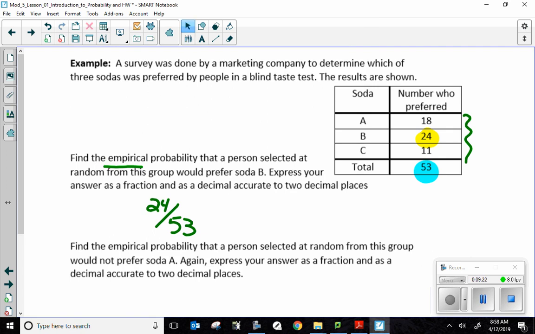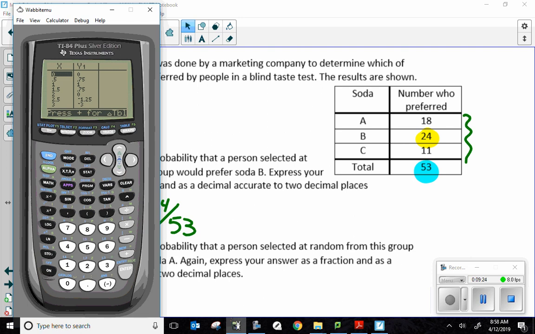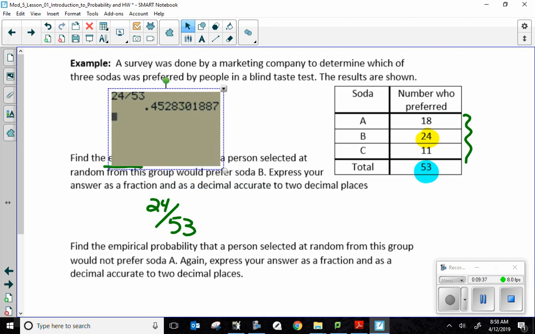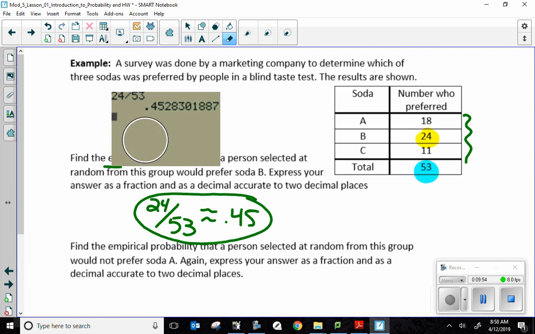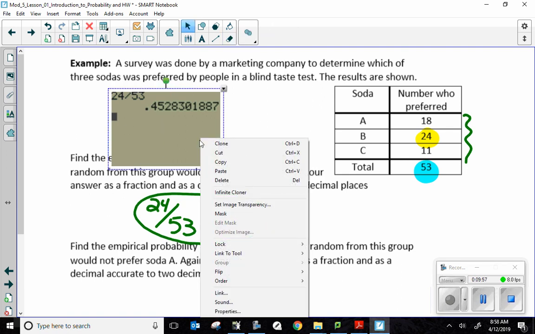Good. They also want it as a decimal to 2 decimal places. We take 24 and divide it by 53. And I would call that 0.45. Okay? They want it to 2 decimal places. Here's the second decimal place. I look at the third one to see if it's rounded. That is a 4 or lower, meaning it's less than 5. Approximately 0.45. Easy.